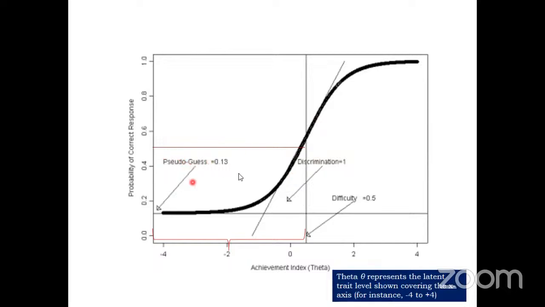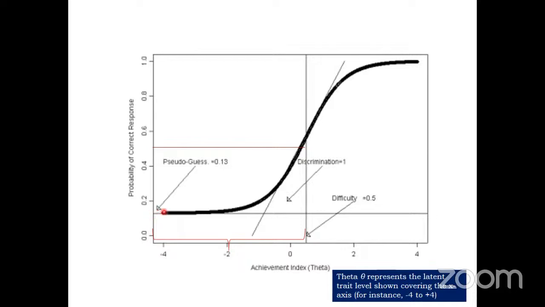And the third parameter is the pseudo-guessing or guessing parameter. How is this guessing parameter indicated in this item information curve? We call this the item information curve. Here you can see that this S-shaped curve actually starts from here instead of here. Ideally it should have started from here, right? But it is starting from here, where the probability of giving a correct response is like 0.18 or something like that.